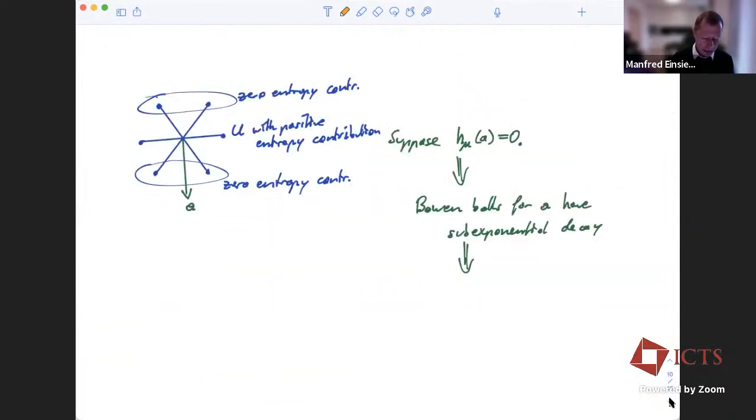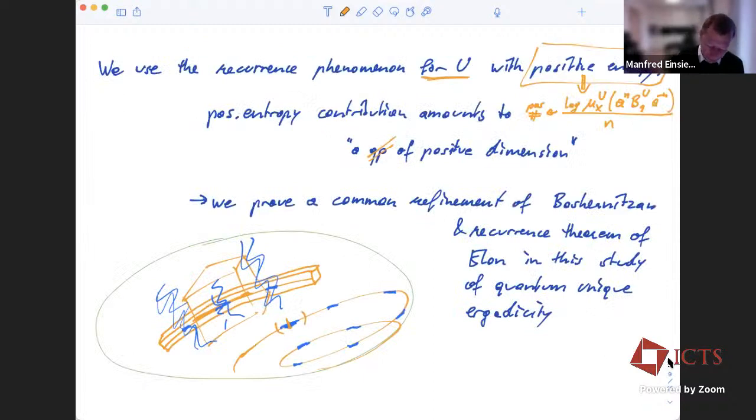Okay. And so we can prove a common refinement of sorts of the quantitative recurrence theorem of Bosch-Schnitzen and of a recurrence theorem that Elon had proven in his study of the quantum unique ergodicity conjecture. So he had precisely proven that if the leafwise measures are infinite almost everywhere, then recurrence happens. And we are using the ideas of Bosch-Schnitzen in precisely this way to say that if you have leafwise measures that are not just infinite, but have a particular growth rate, then the recurrence can be made quantitative.